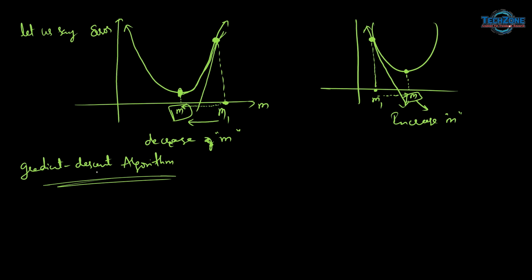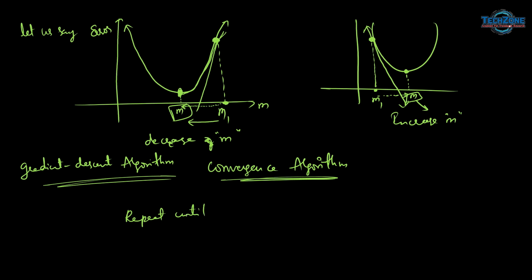We use the gradient descent algorithm, or it is also called the convergence algorithm, which uses gradient descent. Okay, what is that convergence algorithm? It is repeat until convergence. Okay, so we need to repeat this step until we come to the minimum value.